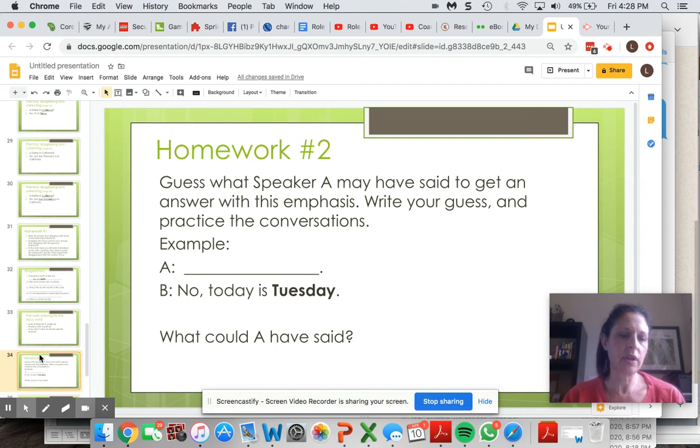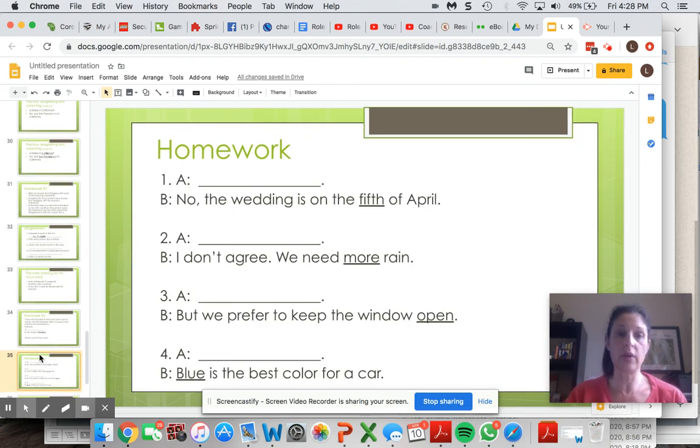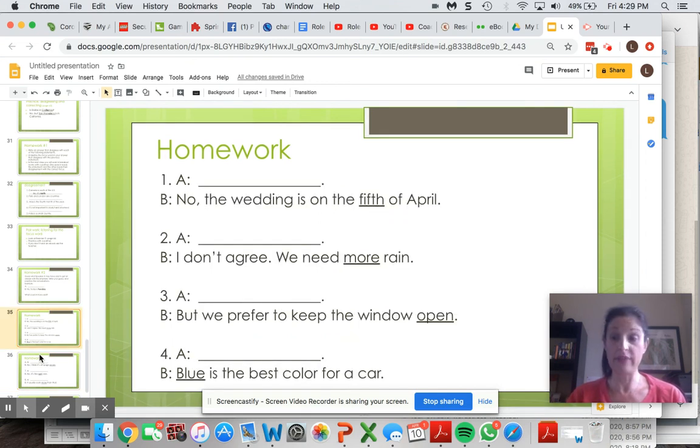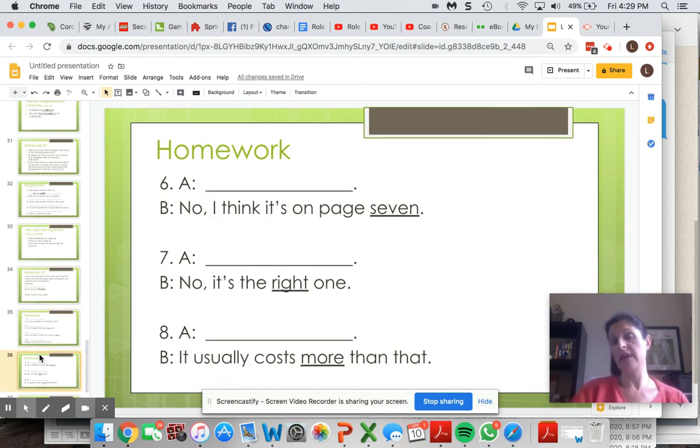So let me show you the next sentences. So here's the first 4. Hit pause if you need time to write them down. And number 6, 7, and 8. So you'll write 8. Is that right? Oh, I missed number 5. So there's actually only 7 sentences that you'll write. What is speaker A saying? We'll practice those in our Zoom class.